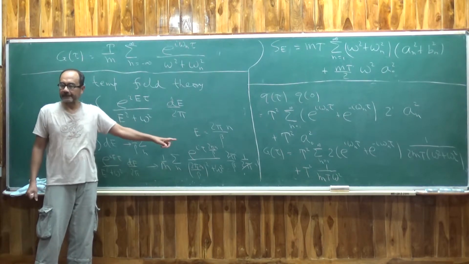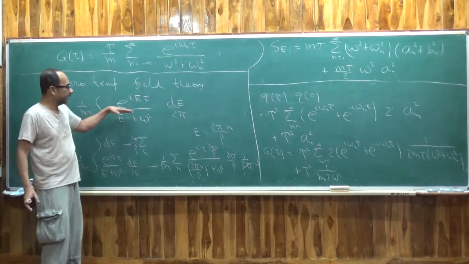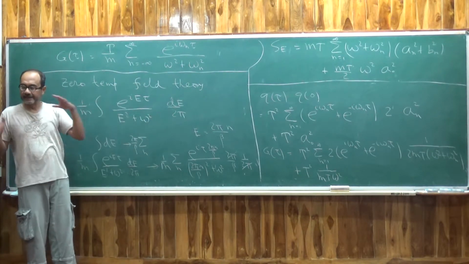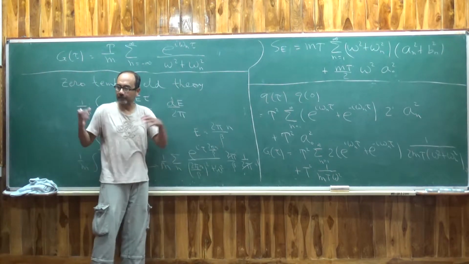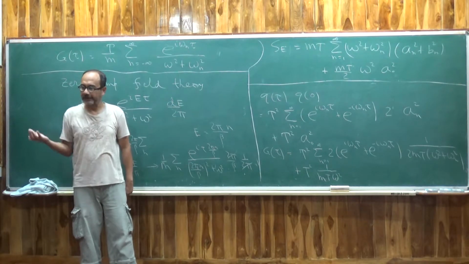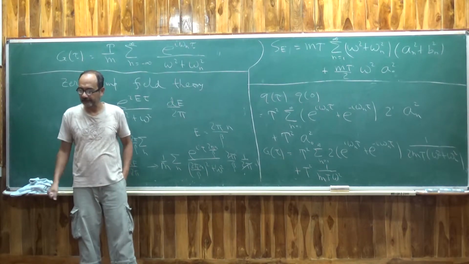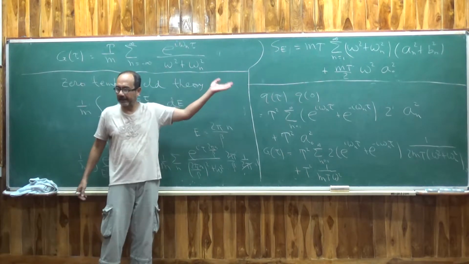So the idea is that if you take the zero temperature field theory propagator, write it in an integral of this form, and just discretize it over a lattice of spacing 2 pi by beta, that gives the propagator in the finite temperature quantum field theory. Yes, that's the way we will find the propagators in finite temperature quantum field theory, instead of having to go through this analysis again and again.